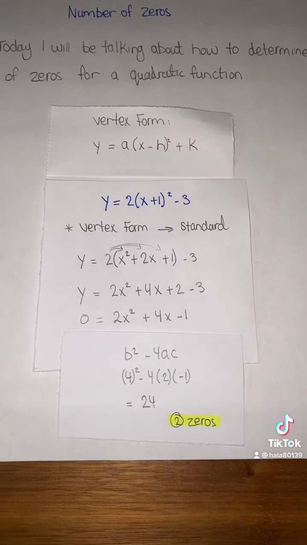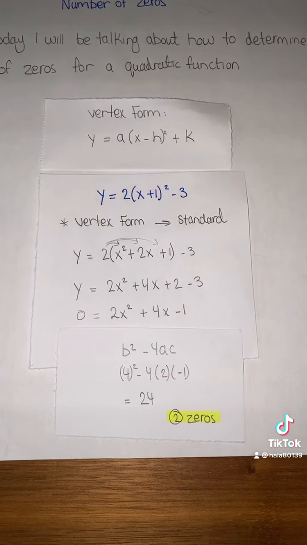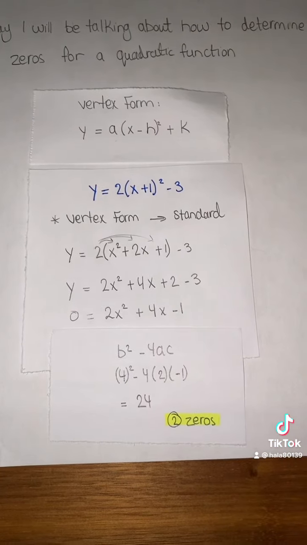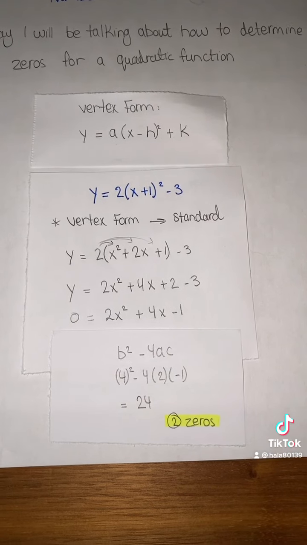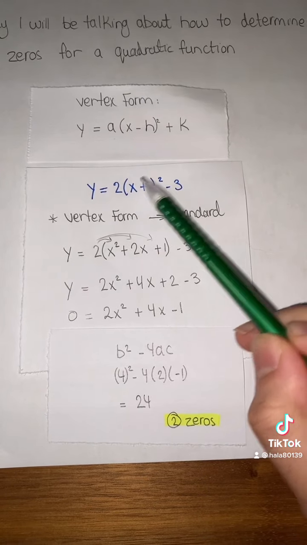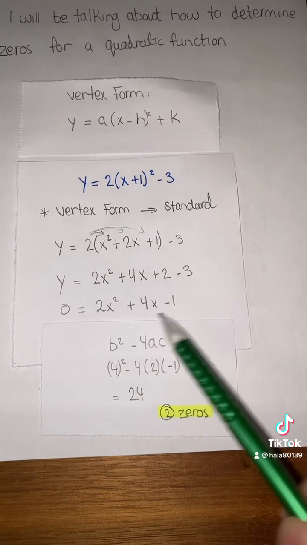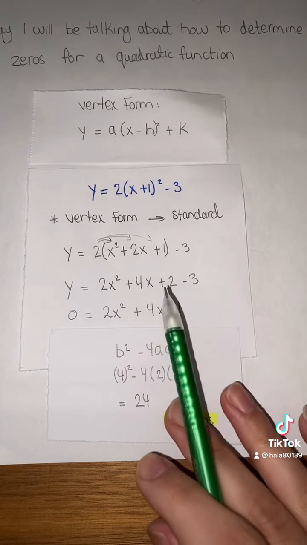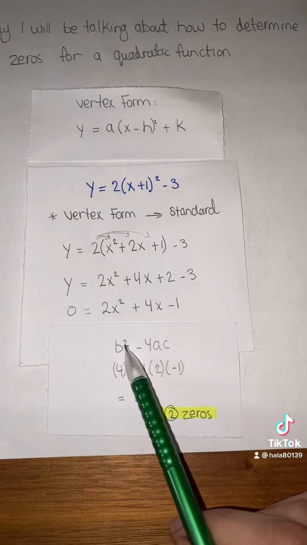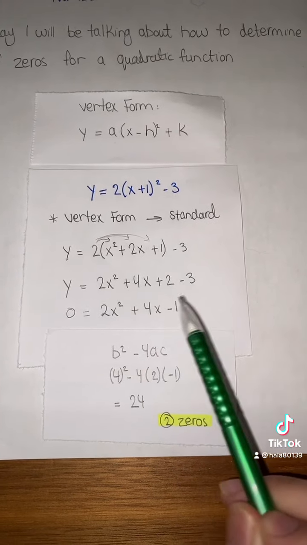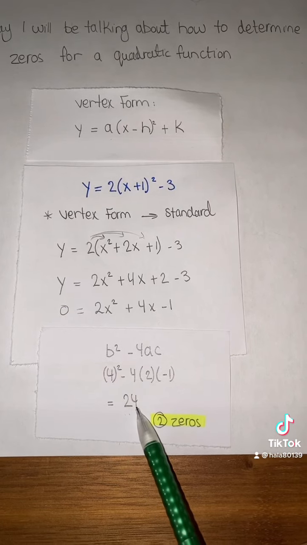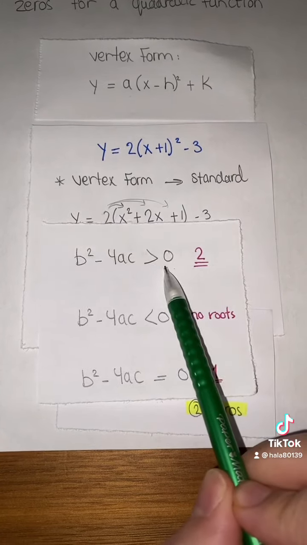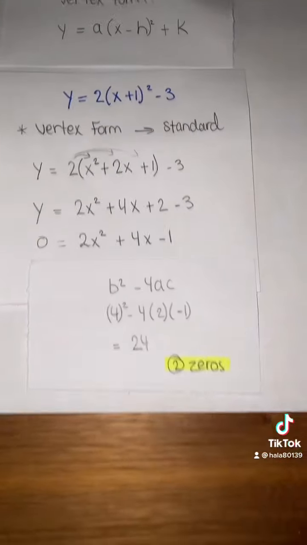If the quadratic function is in vertex form, we have to change it to a standard form. So here, this example is in a vertex form. I'm going to convert it to a standard form. So here I multiplied this square with this bracket, and here we have the standard form. I'm going to set the equation equal to 0. So I'm going to use this formula that I talked about, b squared minus 4ac. This is A, this is B, and this is C. And the answer is 24. And we already mentioned when the answer of b squared minus 4ac is bigger than 0, that means we have two zeros. So right here, we have two zeros.